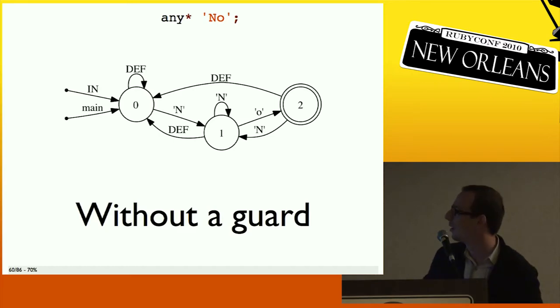We're matching anything. We're matching the N and then the O character, but then we're still in the any machine because any is greedier than what follows it. So even after matching the N and the O, anything else is still consumed by the any machine.